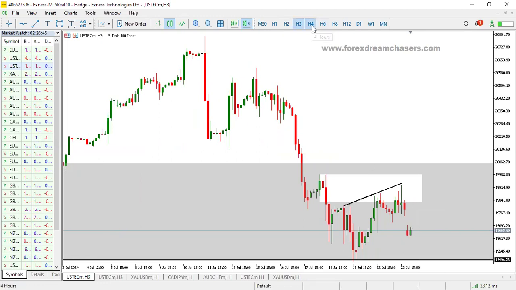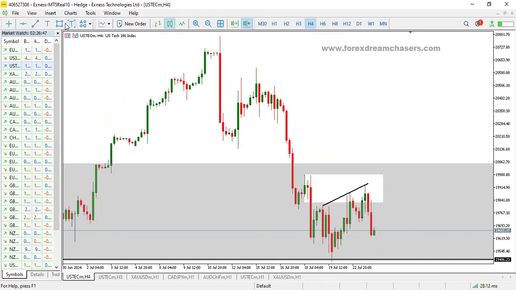Let's go back to 4 hours. On 4 hours, I said there must be a continuation pattern here. Unfortunately, if I go to 3 hours, there's no continuation pattern. Instead, they gave us a gap. That gap must be filled. So they will go up and fill the gap.